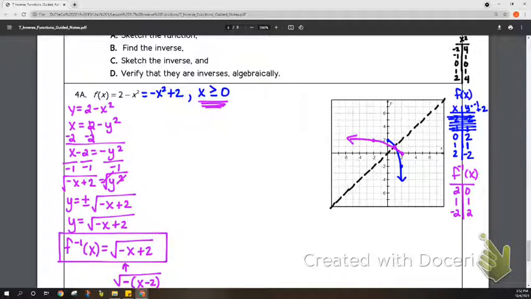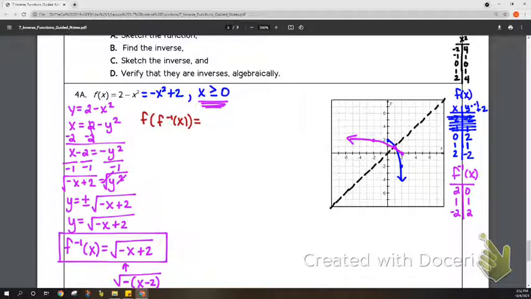So our graph of our inverse fits our equation. All right, now let's verify them algebraically. So this is where we take one equation and we plug it into the other. So I'm going to take the original and plug that inverse function into it. And guys, it doesn't matter which one you do first, as long as you take the original function and plug it into the one we found, and take the one we found and plug it into the original function.